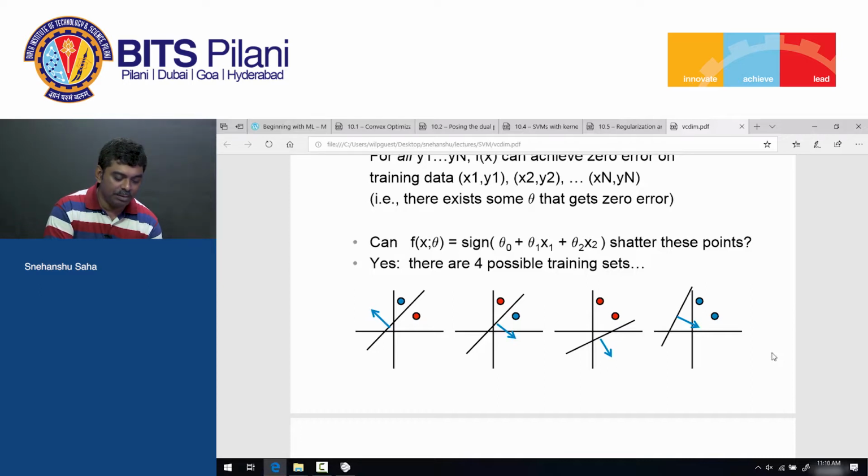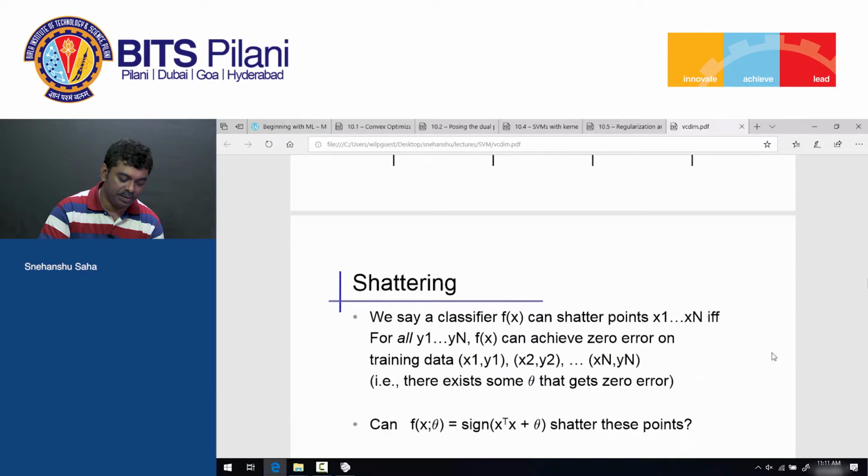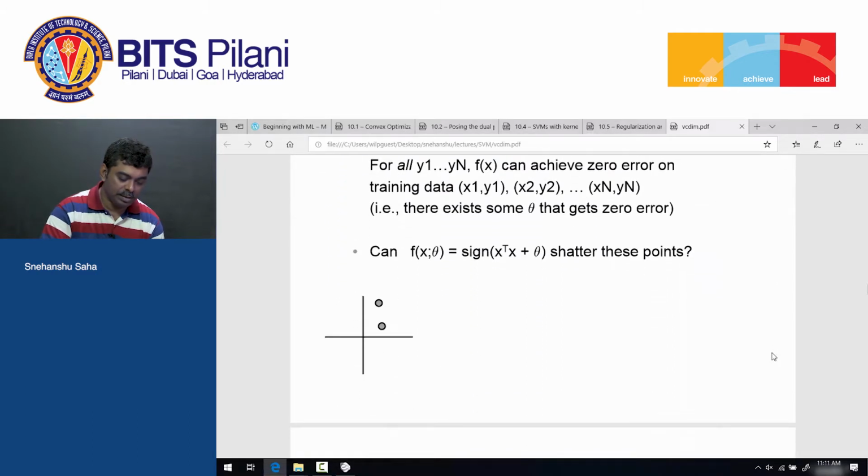So there are some possible training sets. At least what you can see is that you change the bias around, you change the value of theta naught, and it can shatter these points. You can change this in this direction, it can shatter. You shift the line down, or you shift the line to the other side. So there are 4 possible training sets, correct?